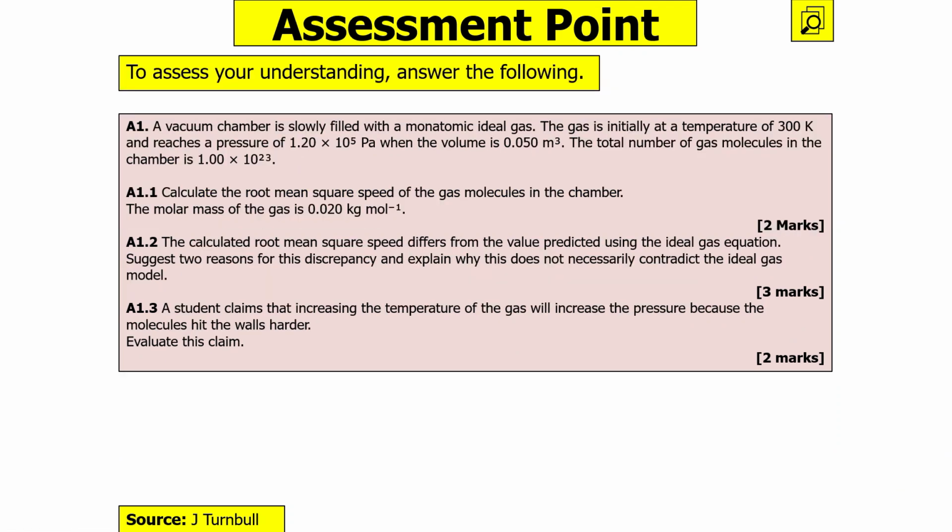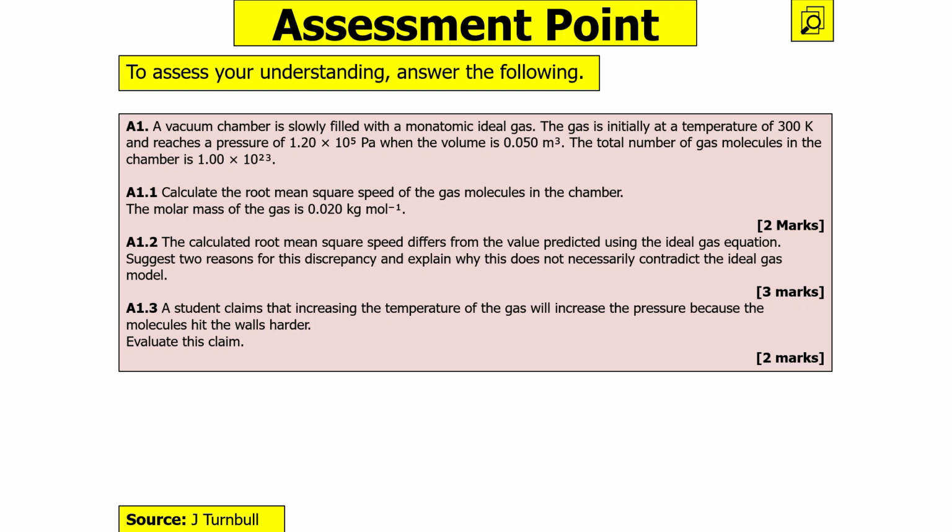A vacuum chamber is slowly filled with a monoatomic ideal gas. The gas is initially at a temperature of 300 Kelvin and reaches a pressure of 1.20 × 10^5 pascals when the volume is 0.050 meters cubed. The total number of gas molecules in the chamber is 1 × 10^23. Calculate the root mean square speed of the gas molecules in the chamber. The molecular mass of the gas is 0.020 kilograms per mole.